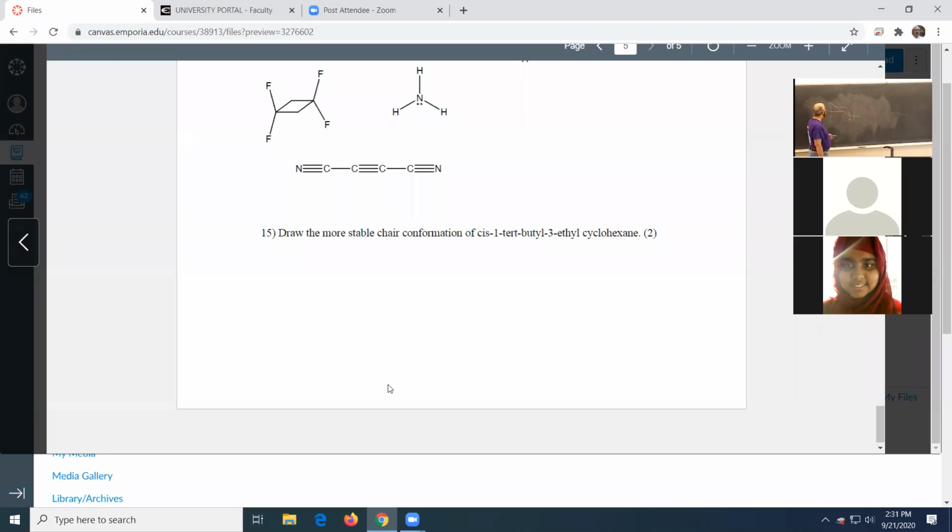That was worth two points. If you drew a chair with a tert-butyl and an ethyl, you got 1 point for that. If you drew the groups axial, you lost a point for that. If you drew some other group other than ethyl or tert-butyl, you lost a point for that.